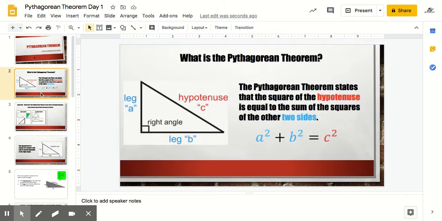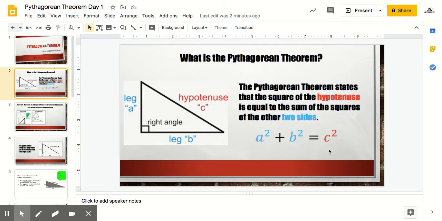Okay, so we're going to go back to this definition. The Pythagorean theorem states that the square of the hypotenuse, this long side here, is equal to the sum of the squares of the other 2 sides of the triangle. So in other words, the square of the hypotenuse of this triangle is going to be equal to the squares of these 2 legs added together.